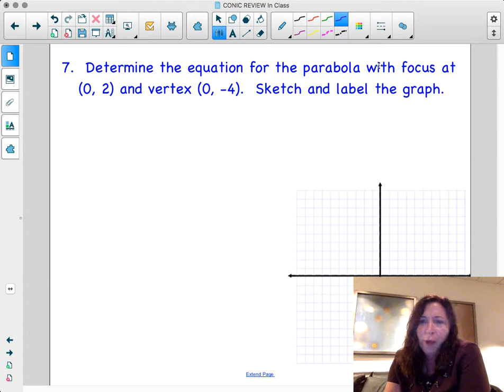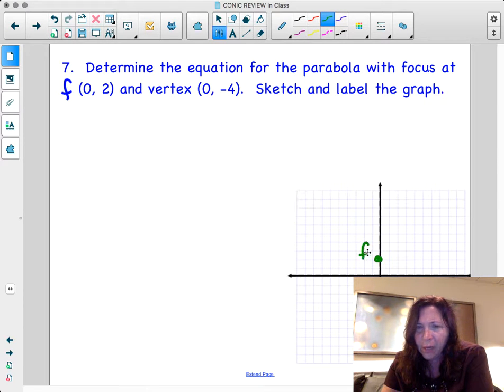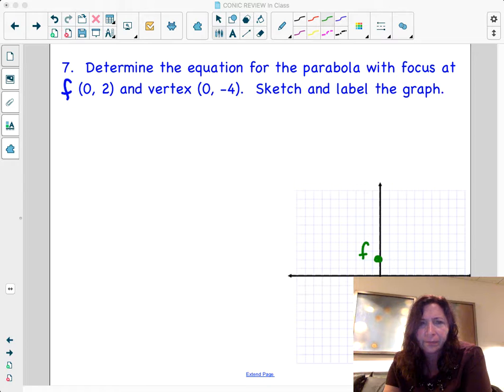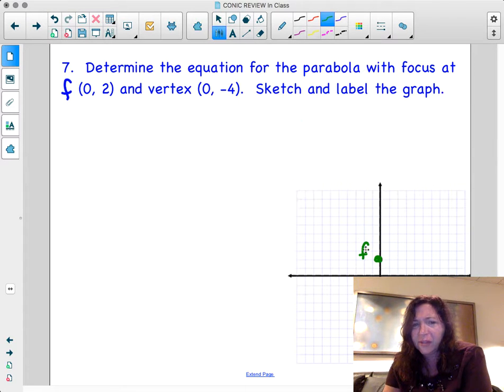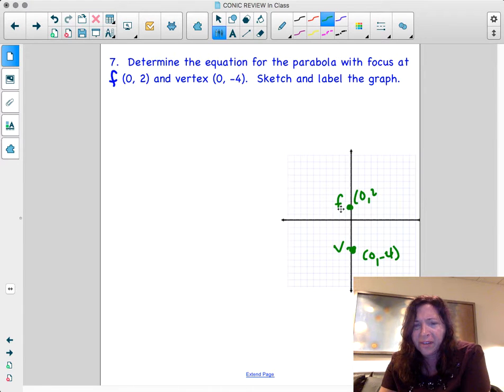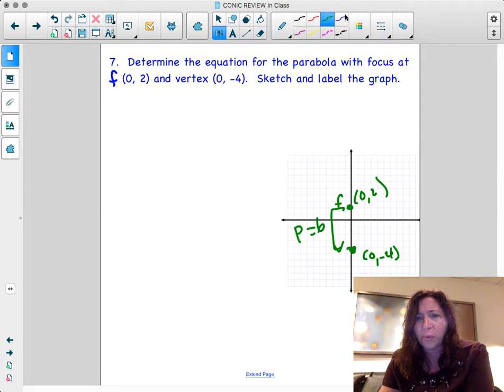Determine the equation for the parabola that has a focus of (0, 2). So (0, 2) is my focus point, and my vertex is at (0, -4). So that's down here at (0, -4), and then this was at (0, 2). It means that halfway in between, oh, that's my vertex. So this is V. So that means that the distance of p, if down 4 and up 2, so p is equal to 6.